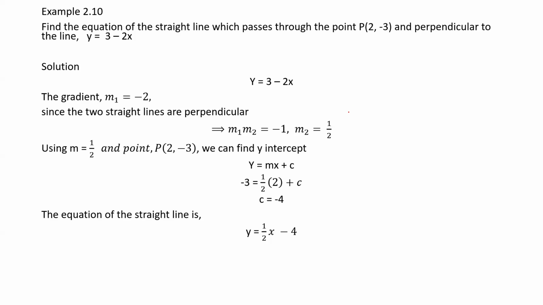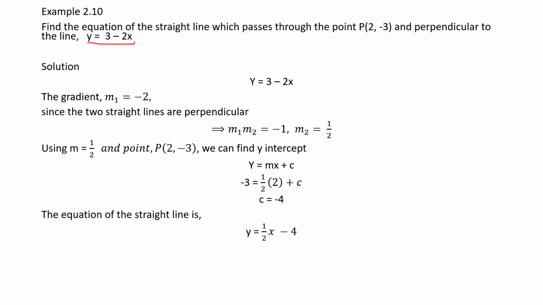Now let's see this one too. Find the equation of a straight line which passes through the point P (2, 3) and is perpendicular to the line y = 3x - 2. So since they are perpendicular, let's find the gradient here. What is the gradient here, please?